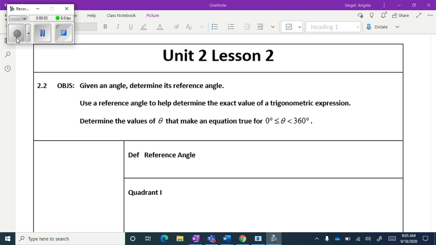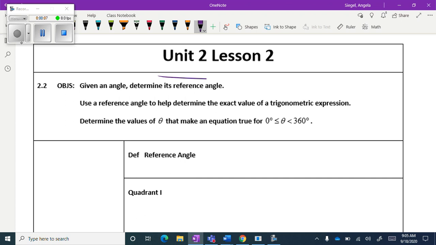Hey guys, this is Unit 2, Lesson 2, and we are going to be talking about reference angles today. So I think the best way to do that is show you what I'm talking about. So first of all, let's go ahead and do the definition.